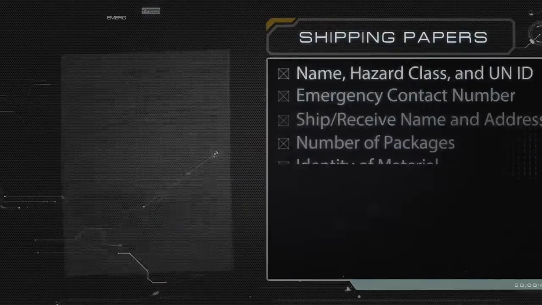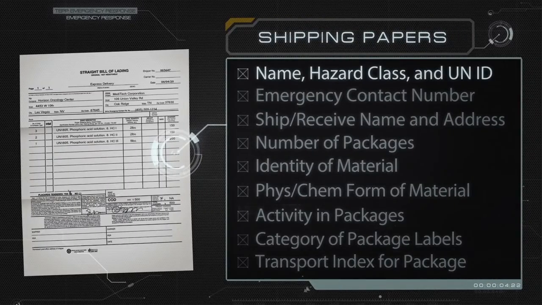Information found on shipping papers includes the material's proper shipping name, hazard class, and UN ID number, emergency contact number, shipper and receiver name and address, total number of packages, the identity of each material radionuclide, such as thallium-201, technetium-99, and iodine-123, the physical and chemical form of each material, the activity contained in each package, category of label applied to each package, and the transport index for each package.